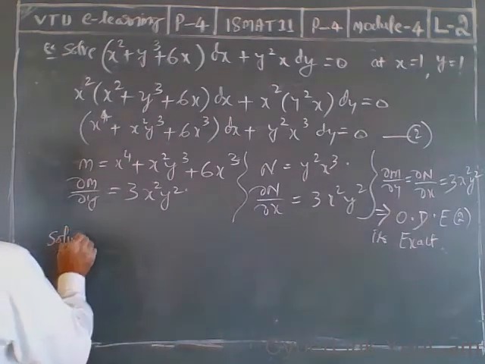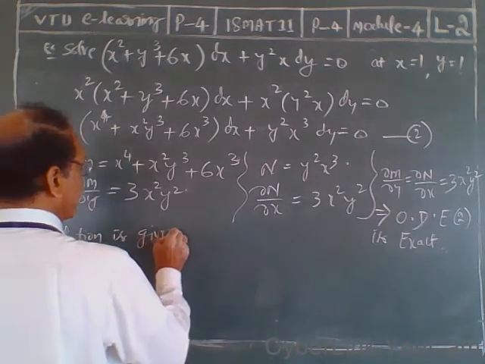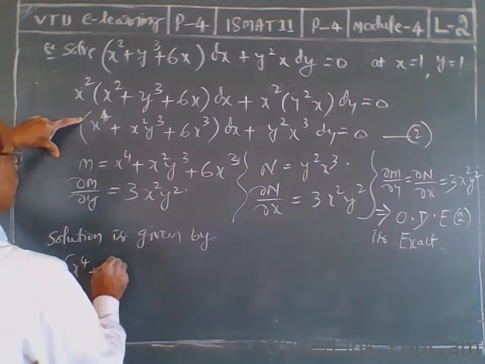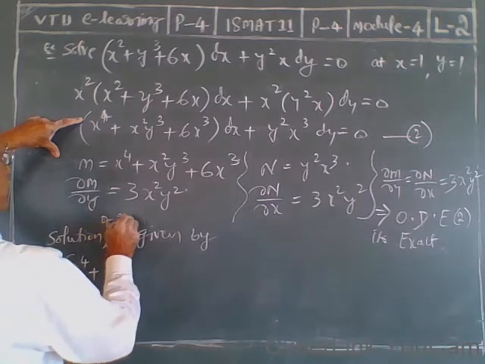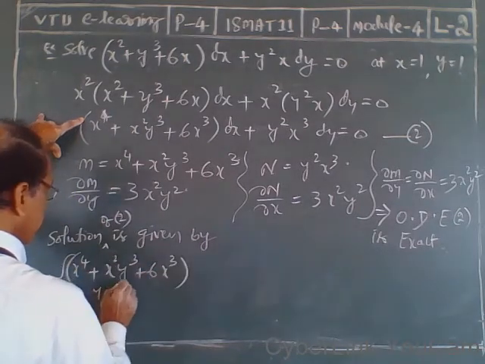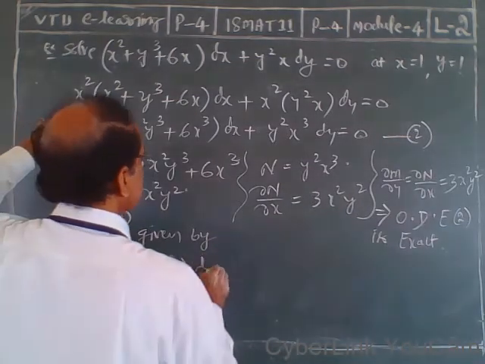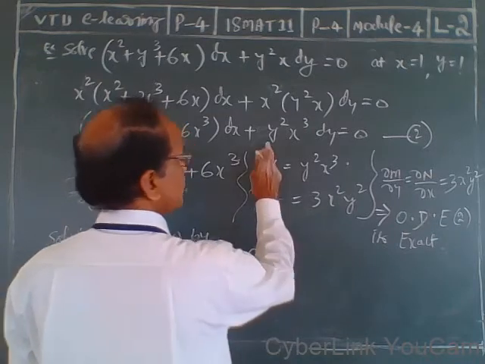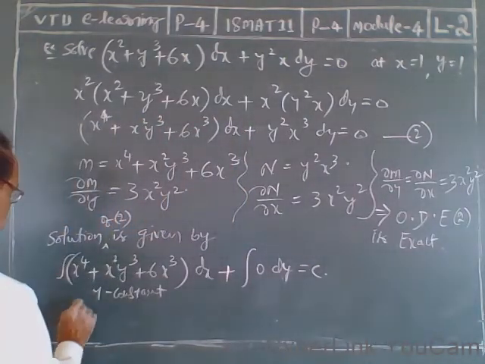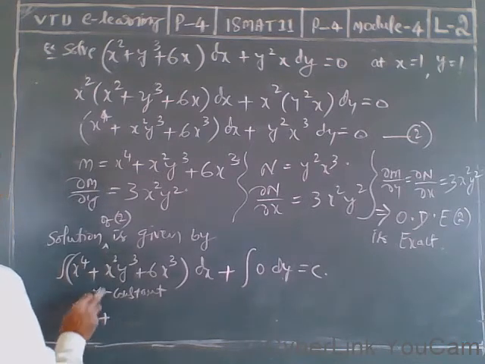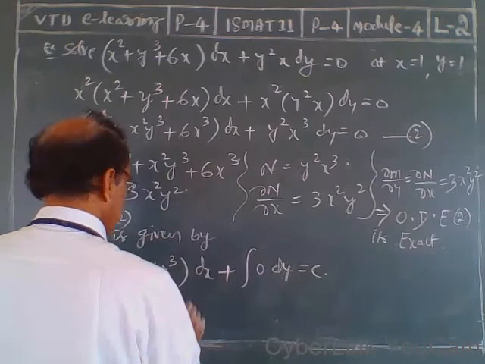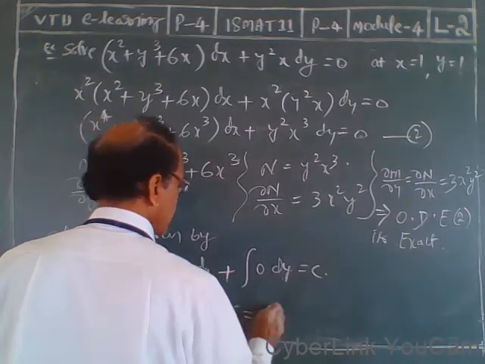Then the solution is given by integrating the terms of equation 2: x to the power of 4 plus x square y cube plus 6 x cube, in this y is constant, dx, plus the integration of terms free from x, that is no term is there, dy equal to constant. Then with respect to x, it means x to the power of 5 by 5 plus x cube y cube by 3 plus 6 times x to the power of 4 by 4 plus c1 equal to c.